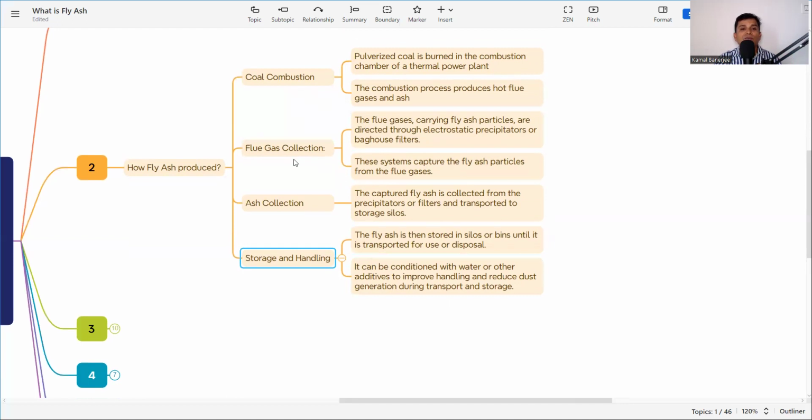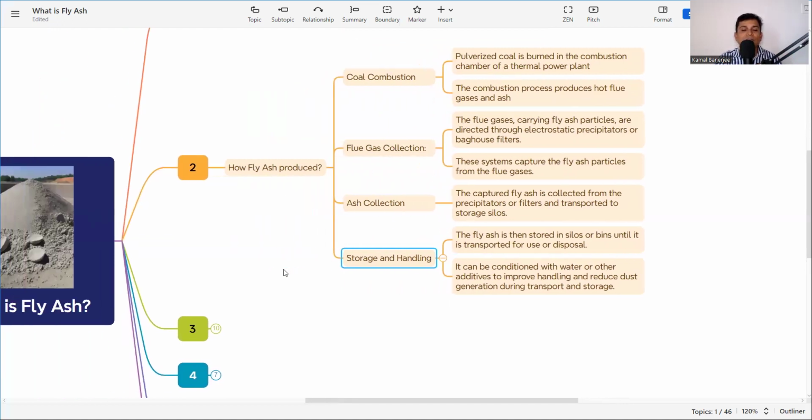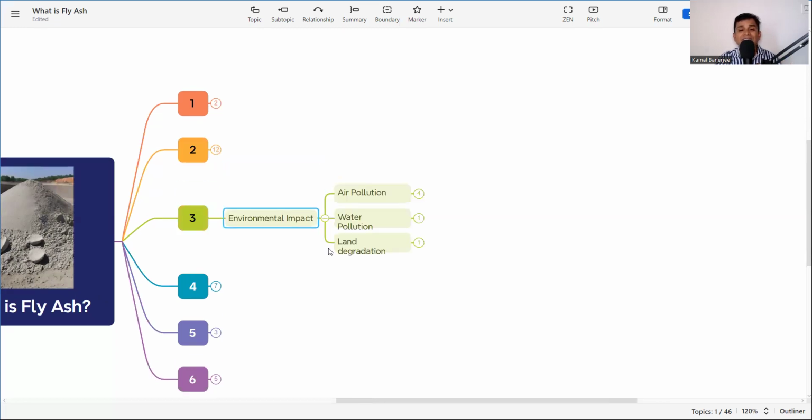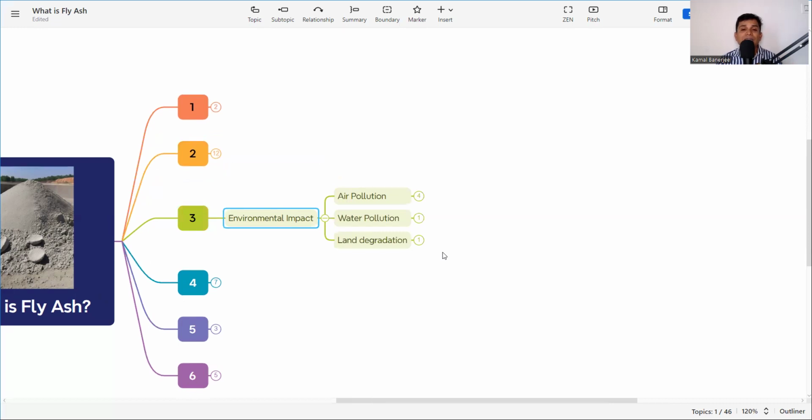So, these are the processes by which fly ash is produced whenever pulverized coal is burned, that is, coal combustion, flue gas collection, ash collection, and then storage and handling. So these are the steps by which fly ash is produced in the thermal power plant. Now, environmental impact, it has a huge environmental impact.